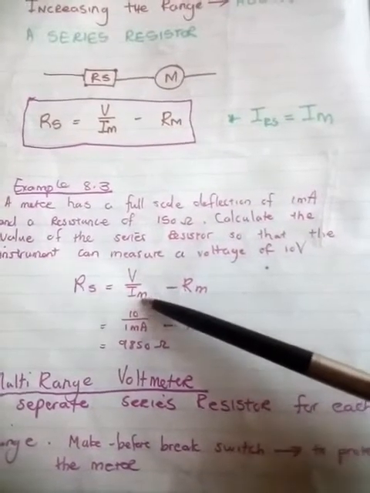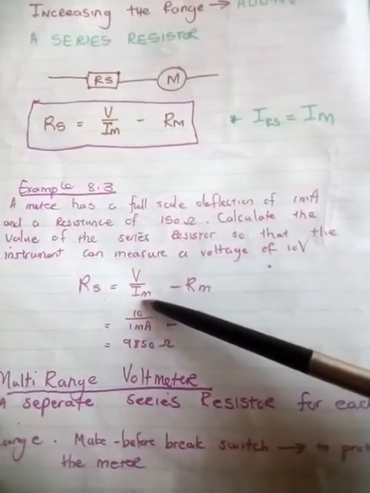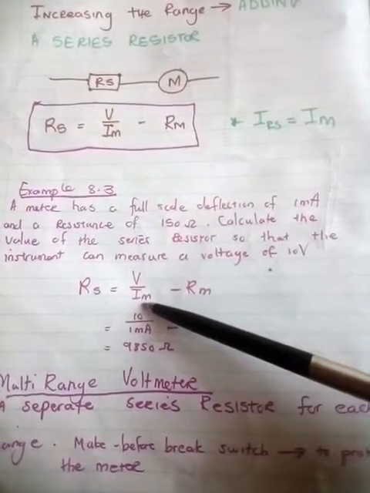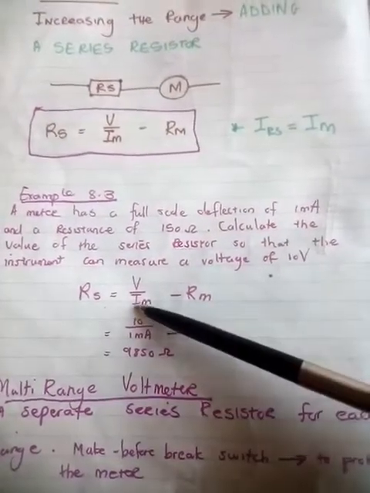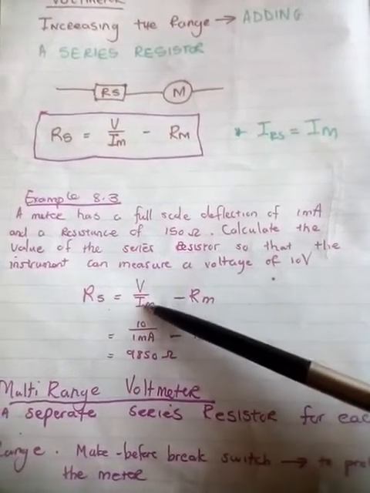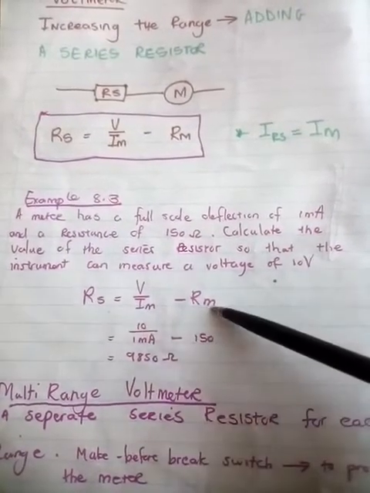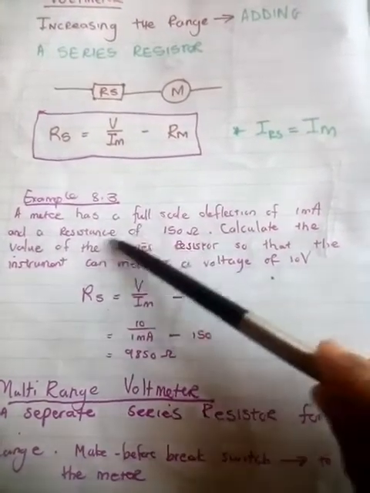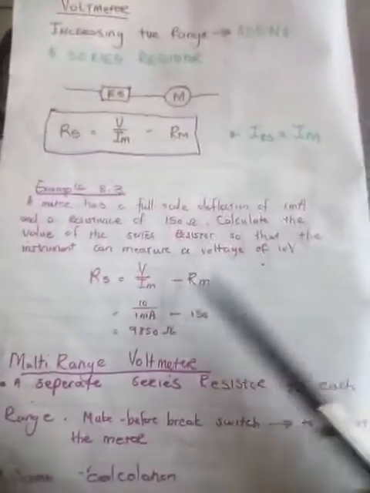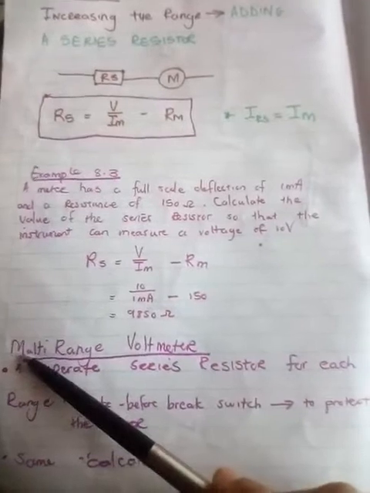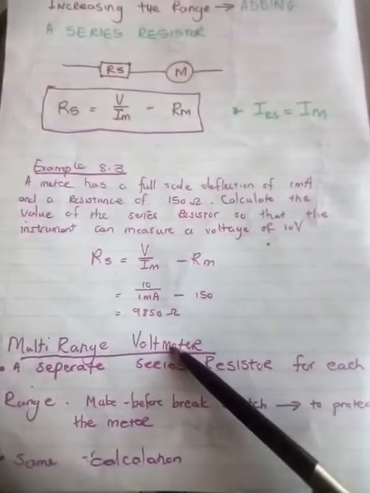That is the current through the meter, and they say the current through the meter, the deflection one, is always the meter, the pointer which is being deflected. So IM is 1 milliamp, RM, the resistance of the meter, is 150. Plain simple calculation. Then for all of these meters you must know of a multi-range voltmeter.